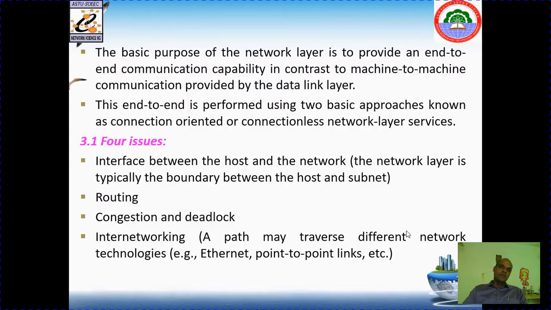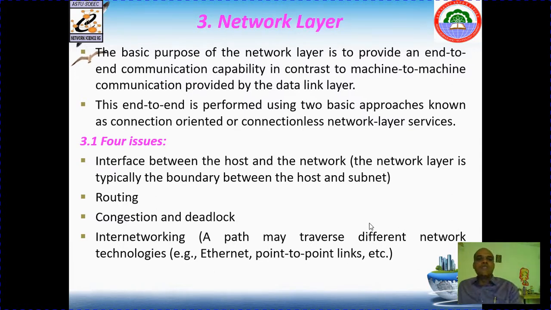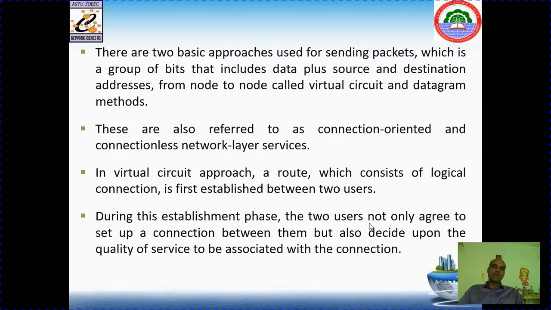So next, network layer. The basic purpose of the network layer is to provide end-to-end communication capability, in contrast to machine-to-machine communication provided by the data link layer. End-to-end is performed using two basic approaches known as connection-oriented as well as connectionless services. Here majorly four issues are considered by the network layer: interface between the host and the network, then routing, congestion and deadlock, and internetworking. These four we'll discuss now.